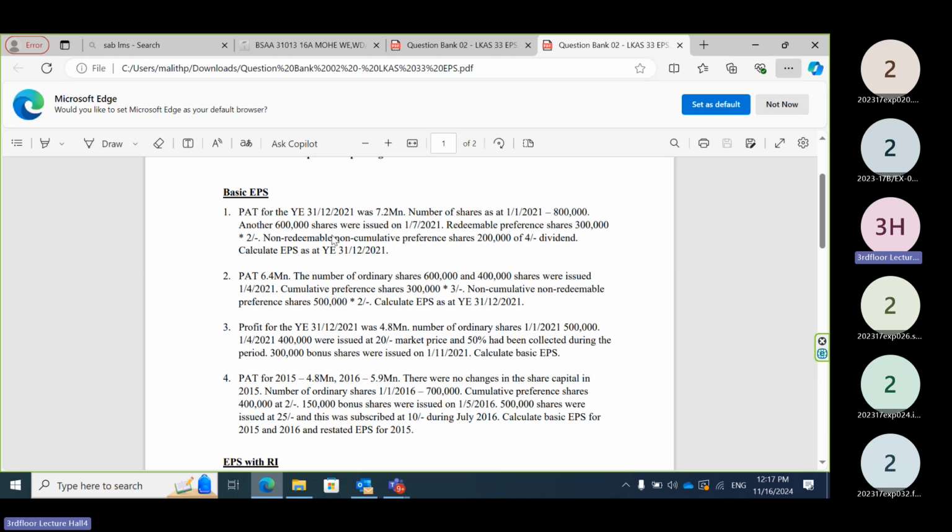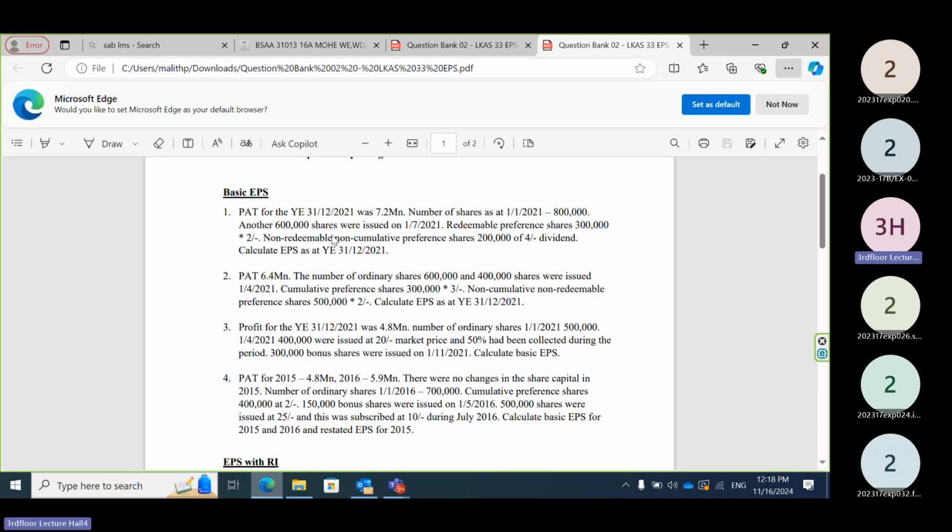We have preference shares. Different types of preference shares are there. Redeemable preference shares are redeemable after some time, after a maximum period, you can release those shares. Again, there are non-redeemable, non-cumulative preference shares.